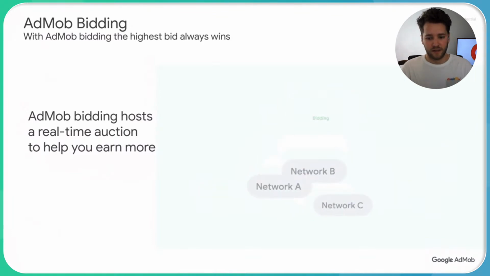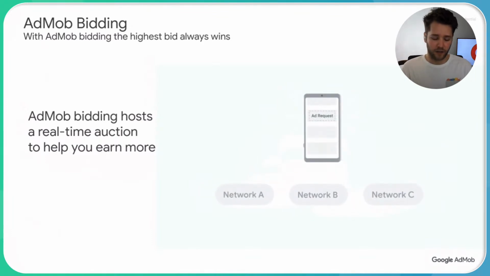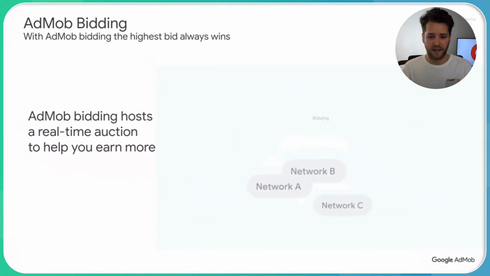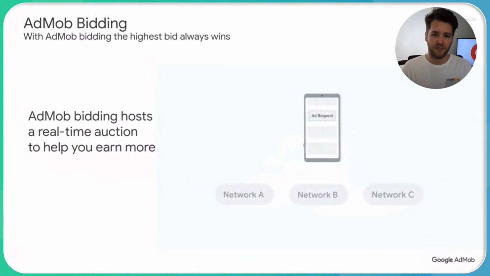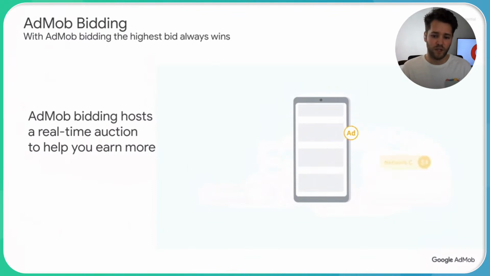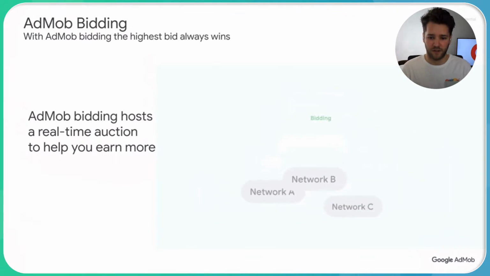So it's very good because it's very straightforward. You don't have to choose which network to call first, like a waterfall. You just select the networks you want to be connected with. And once you selected all the networks you want to work with, bidding will just show the most efficient network for you.